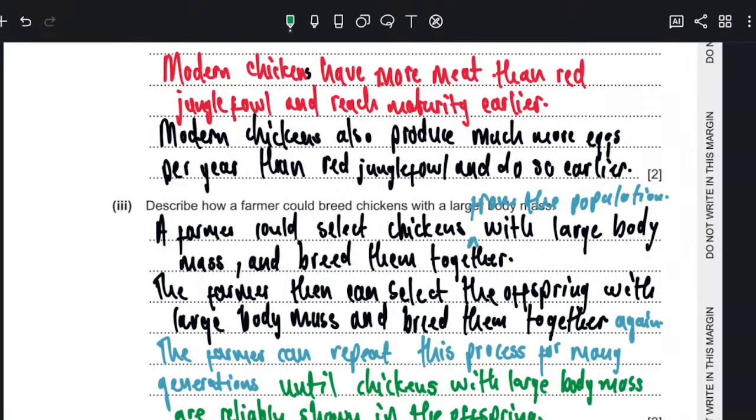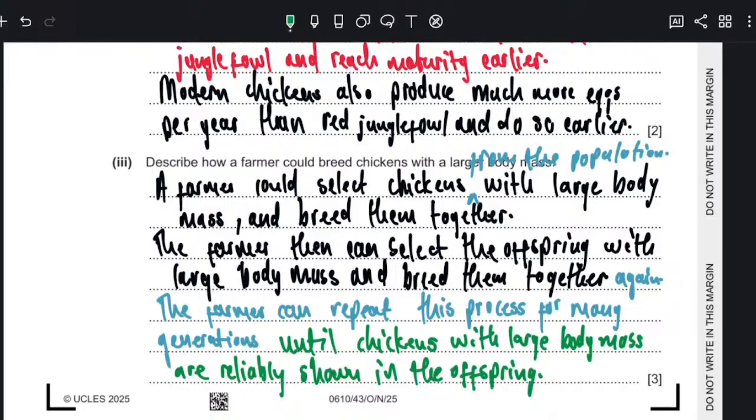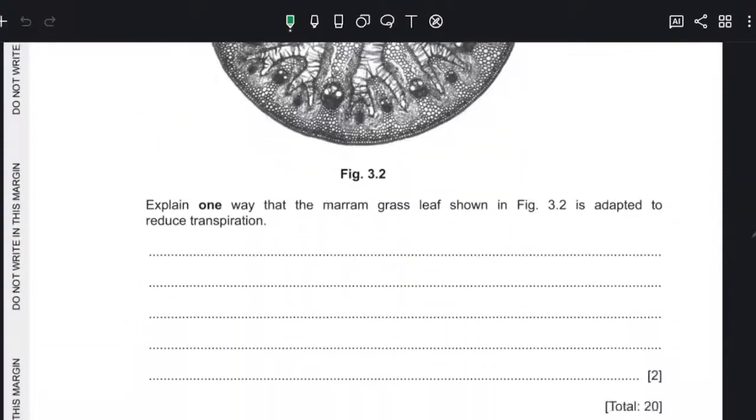So we do selective breeding over and over again until we are reliably seeing large chickens coming out all the time. Am I being heard? Hello? Until we are reliably seeing the offsprings being large. Right, then you know you've done well.